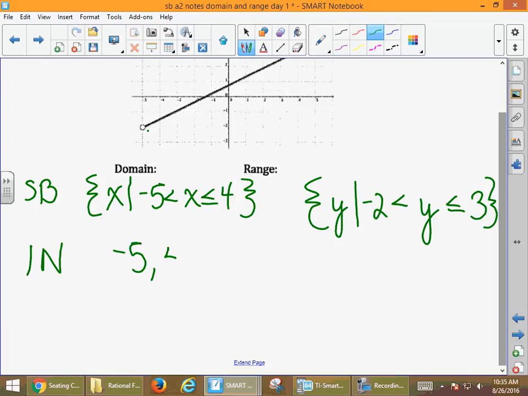But -5 to 4, -5 doesn't have an equals. The 4 does. So the 4 gets the bracket. When there's no equals, we use a parentheses. -2 to 3 here, same reasoning. -2 doesn't have an equals. It's going to have a parentheses. The 3 has an equals. We have a bracket.